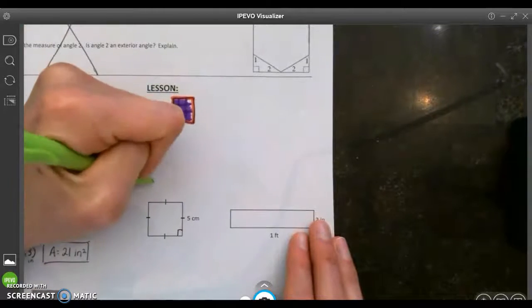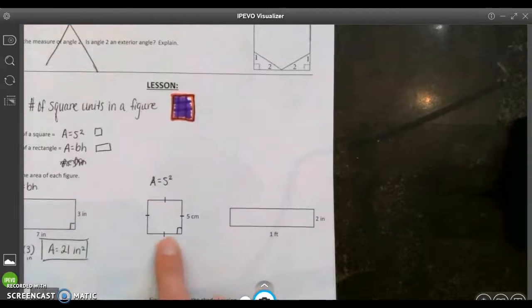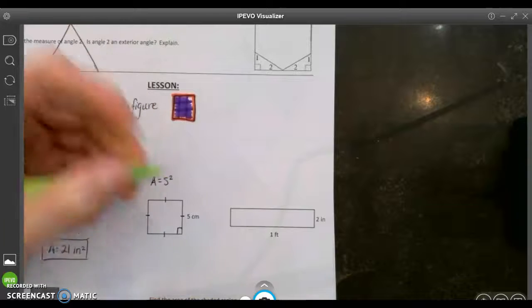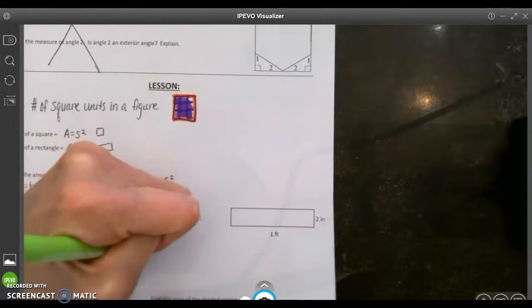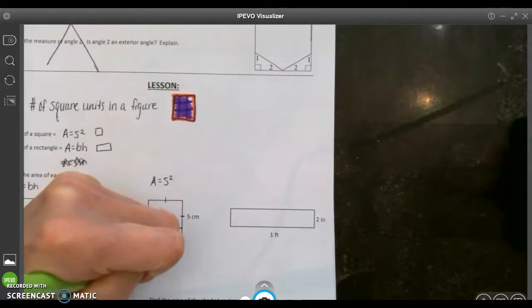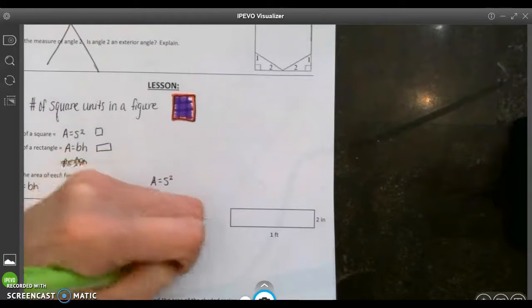Remember though, I'm going to use the formula area equals side squared. So I don't really need to know what that base is, but we know in a square all the sides are the same. I know that a side is 5, so area equals 5 squared. So area equals 25, and this one is centimeters squared.